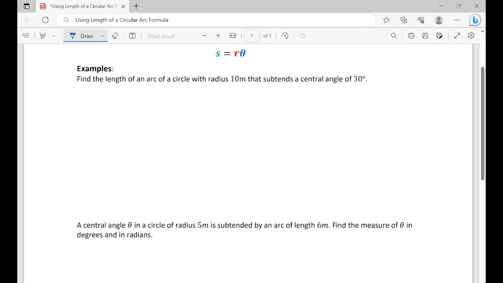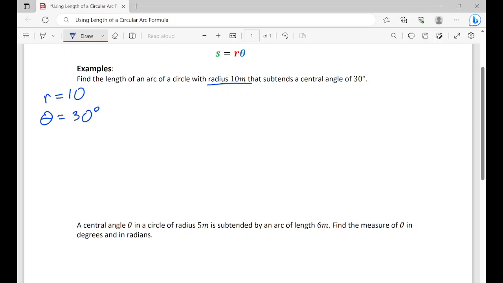So let's pick out what we know. We know that the radius is 10 meters, so r equals 10. And we know that the central angle of 30 degrees is theta.